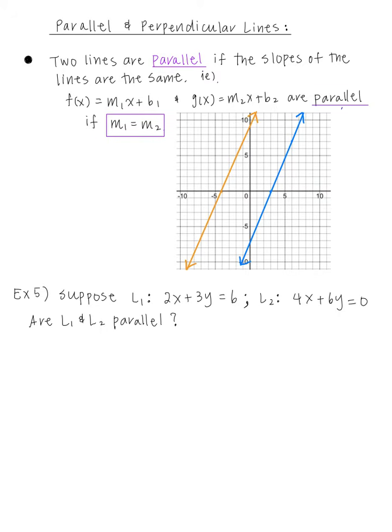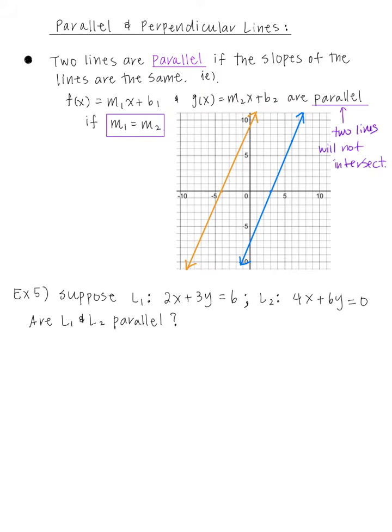Also, parallel means that the two lines will never intersect each other. I did the best I can to draw the two parallel lines here, but notice that if they're parallel, they're never going to intersect, and the measurement of the tilt of the two lines is exactly the same, which means that the slopes are the same.